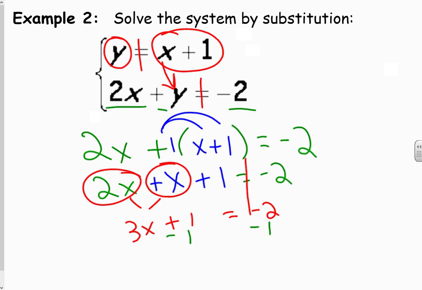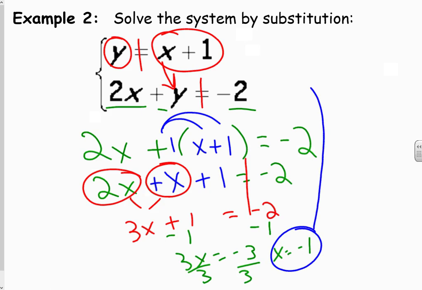Subtract the 1. 3x equals -3. Divide by 3. X equals -1. Now that I have that, I know I have to get the second half of it. I'm going to plug it in.